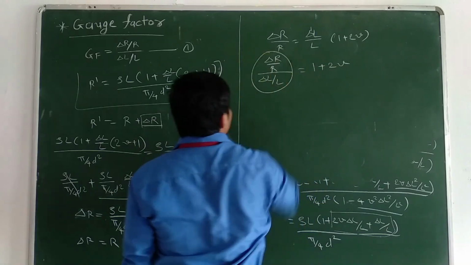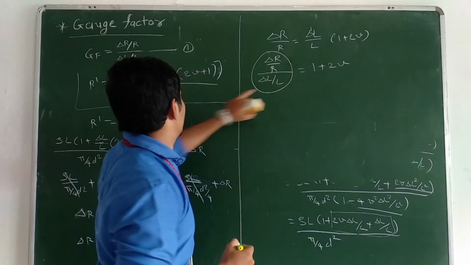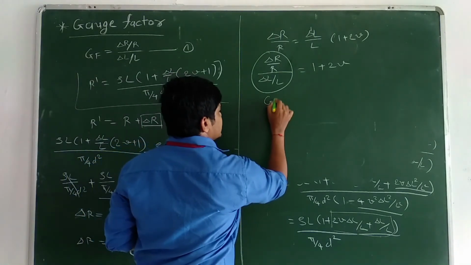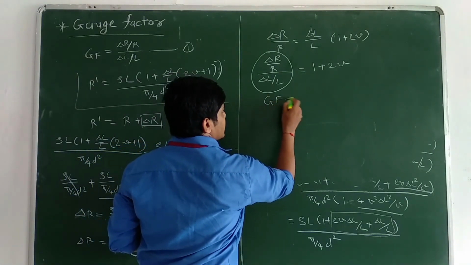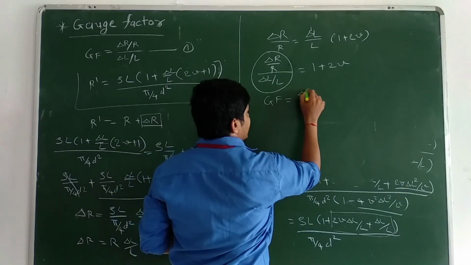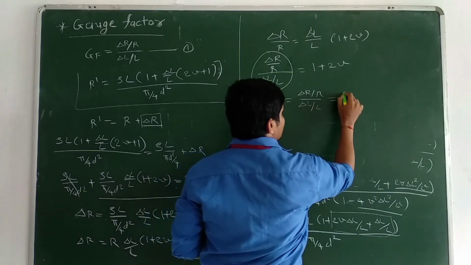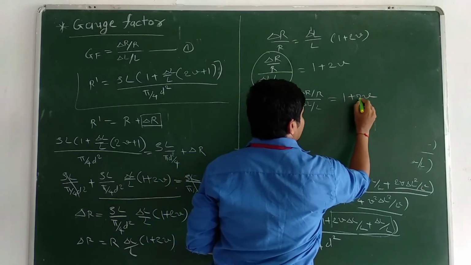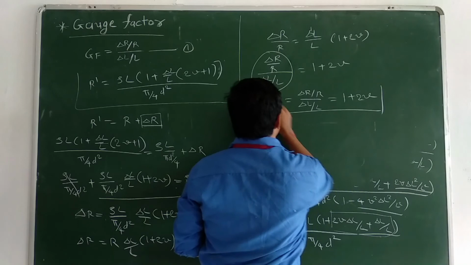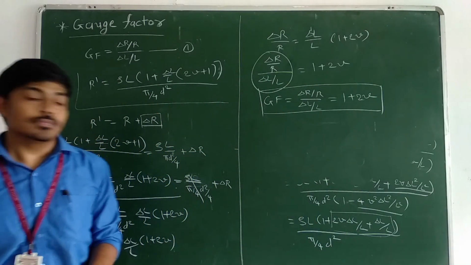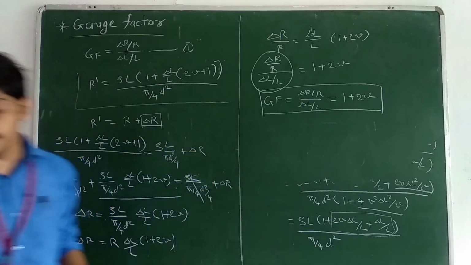But what is the value of (ΔR/R) divided by (ΔL/L)? That is our gauge factor, GF. So we can write GF is equal to (ΔR/R) divided by (ΔL/L), which is equal to 1 + 2ν. So this is the equation of gauge factor in the form of Poisson's ratio. So we can also define our gauge factor in the form of Poisson's ratio.